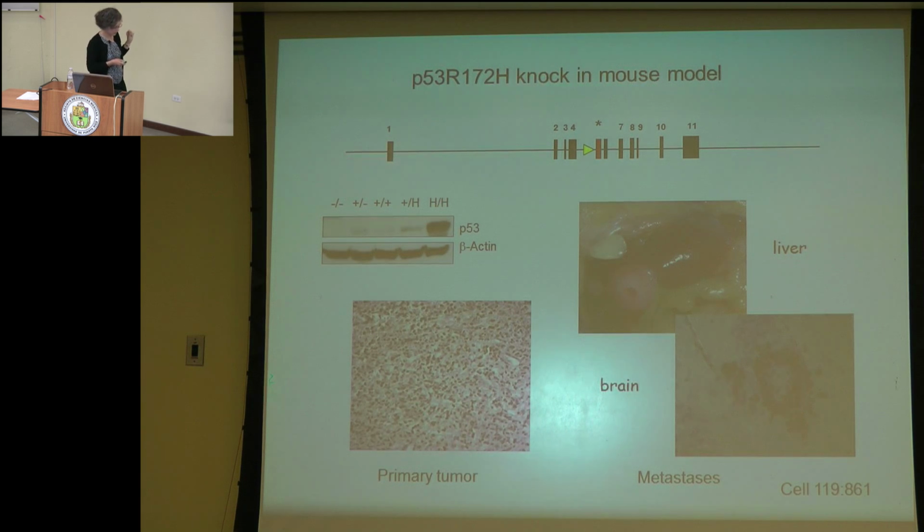And the most, I think, exciting aspect of this model was that the tumors that arose in this model were very similar to the tumors that arose when there was no p53 in the cell. But in this case, we saw metastasis. Okay? So having a mutant p53 led to a metastatic phenotype in this animal model, which was not present when you had a null allele. Okay?